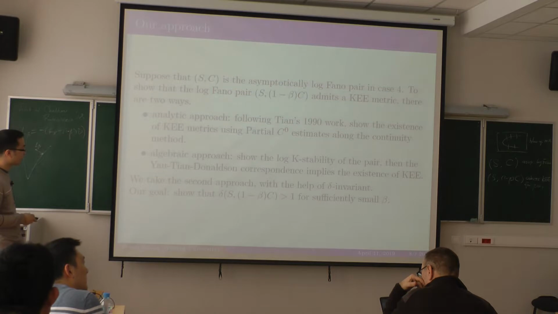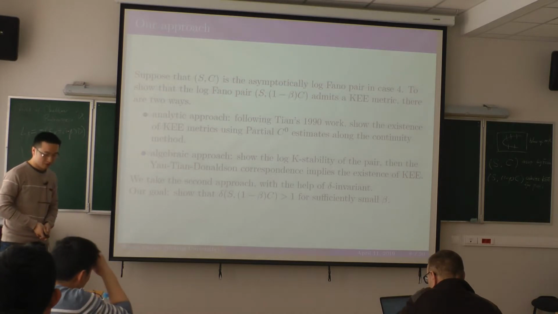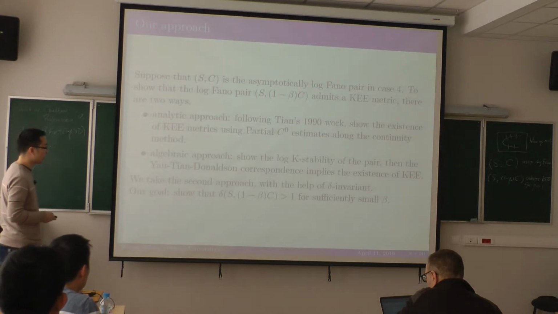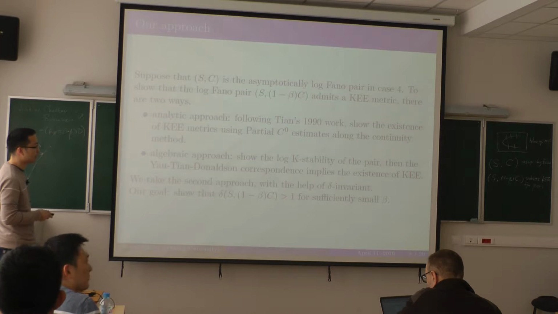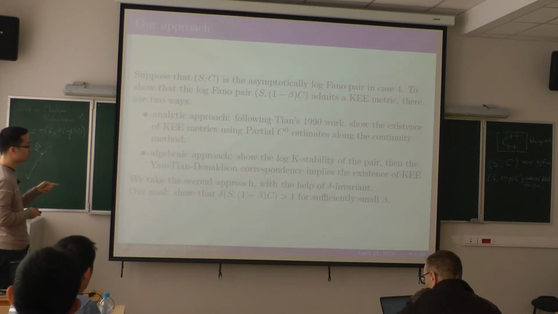As I wrote here, our strategy is to estimate the delta invariant. We want to show that delta is bigger than 1. Then the valuative criterion implies the K-stability of this pair. Then we have the K-Einstein edge metric. Of course, this is a combination of many people's big, deep works. But anyway, our problem boils down to this simple estimate, basically.